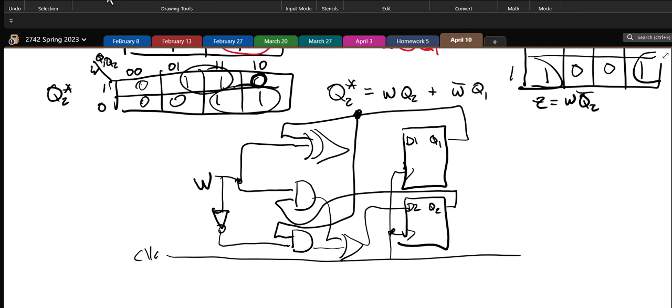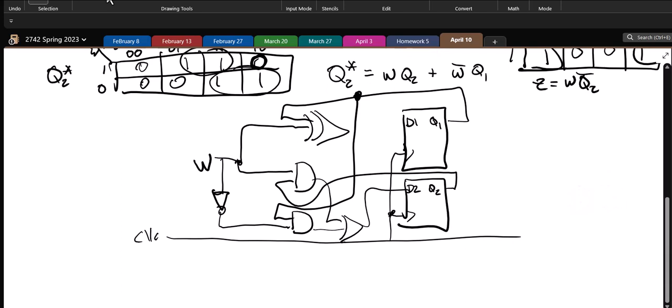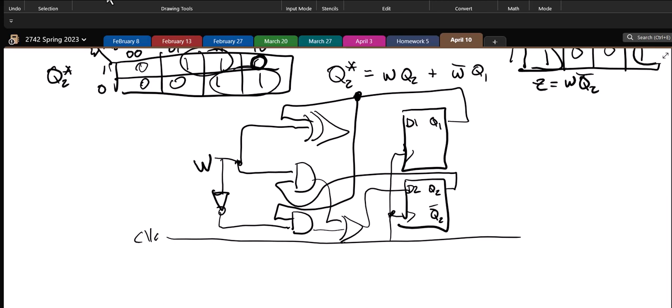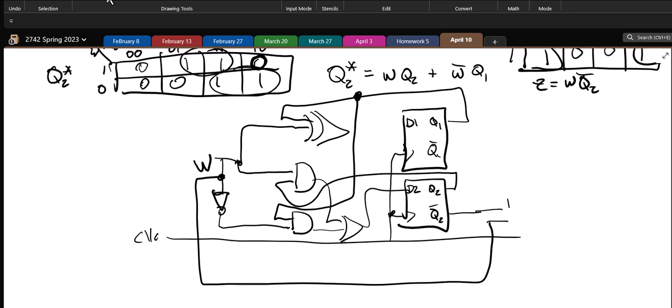Z is W and Q2 bar. So I sometimes put in, often we don't draw it in, but the bottom one is the complement, and that'll just make things not quite as messy. So Z is W and Q2 bar. So I'll get my W and Q2 bar, and that's my Z.